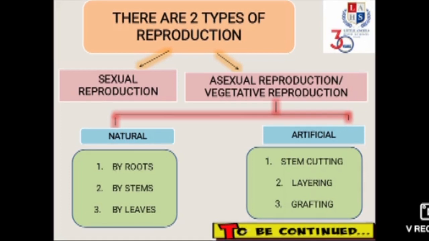Now we will get into the detail of all these terms that we have just used, like sexual reproduction, asexual reproduction, and natural and artificial reproduction. We will get into their definitions and many more examples in the upcoming session.